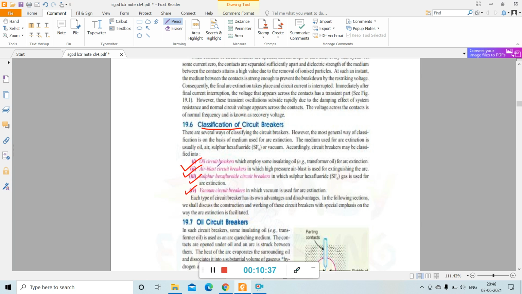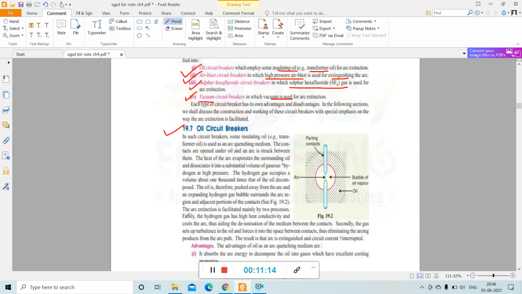Okay, so in oil circuit breaker, the medium is insulating oil, that may be transformer oil, used for arc extinction. In air blast circuit breaker, high pressure air blast is used for arc extinction. In SF6 circuit breaker, sulfur hexafluoride gas is used for arc extinction. In vacuum circuit breaker, vacuum is used for arc extinction. So we will discuss one by one these different types of circuit breakers. The first one is our oil circuit breaker.